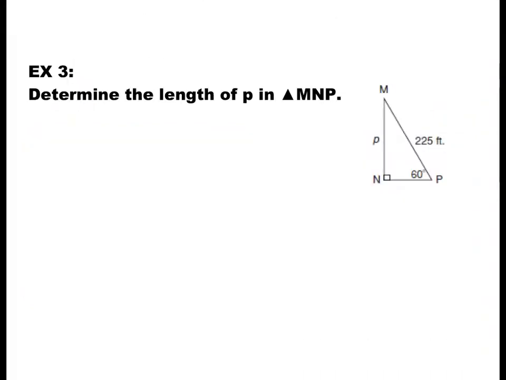Okay, in this example, I have a triangle MNP, which is a right triangle because of the square at angle A. The angle P is 60 degrees. I'm supposed to find side P if MP, which is the hypotenuse, is 225 feet. Now, whenever you have a triangle like this one, look at the information given.